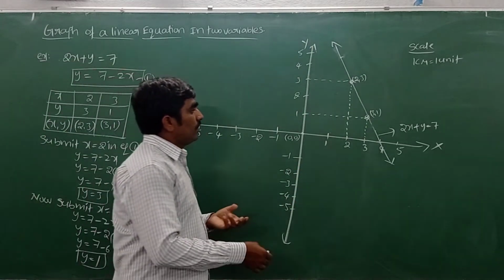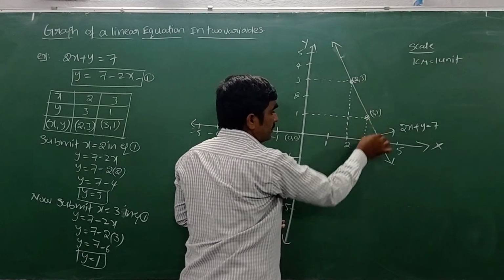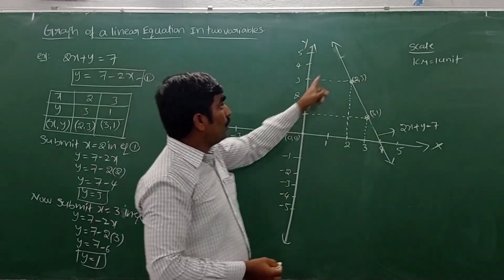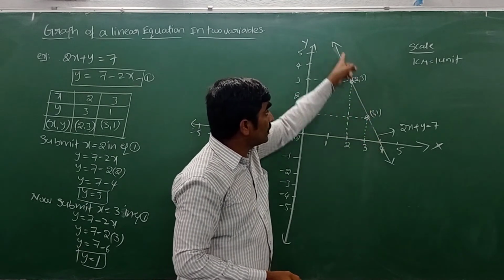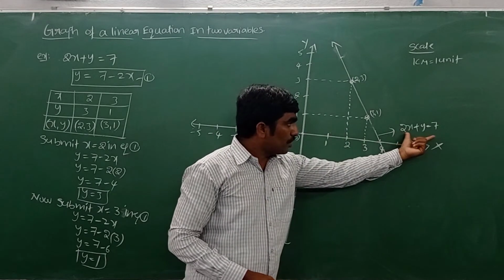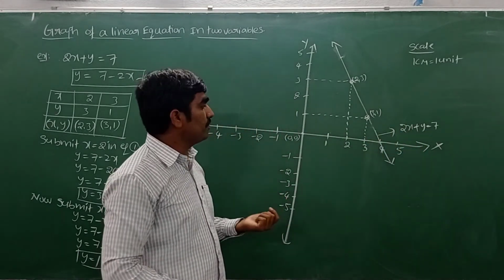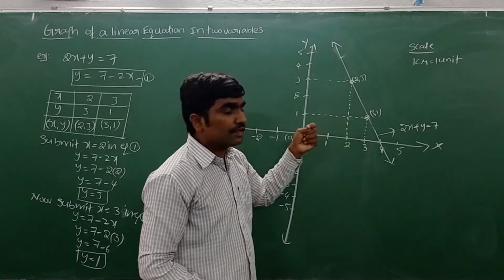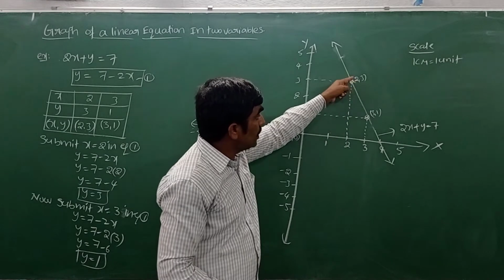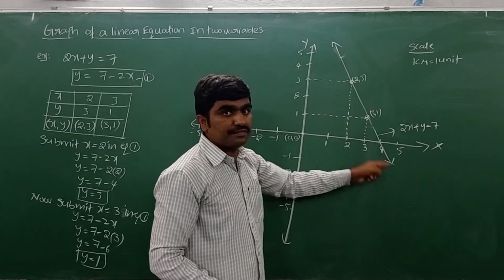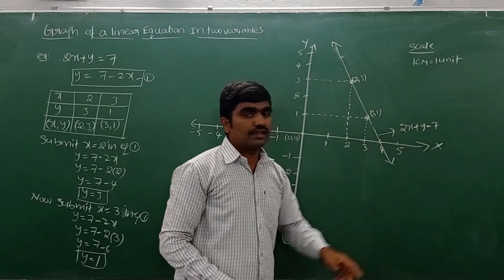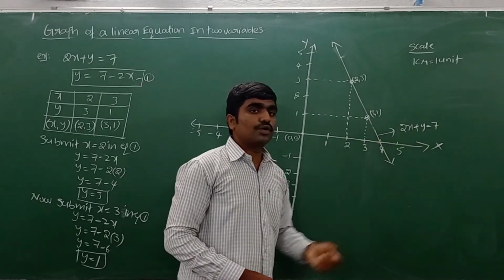And now we can say that on that straight line, we can keep an infinite number of points, and all the infinite number of points which are lying on the straight line are called solutions of this equation. Let me repeat once. On this straight line, we keep an infinite number of points, and all the points which are lying on the straight line are solutions of this linear equation in 2 variables.